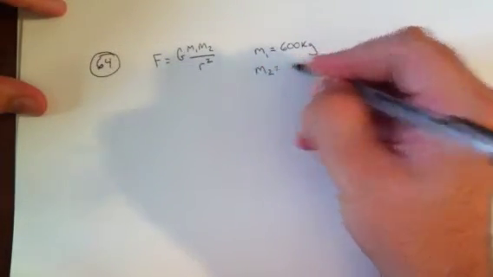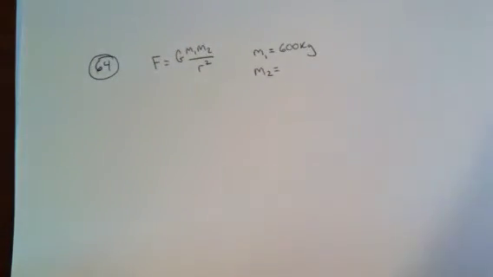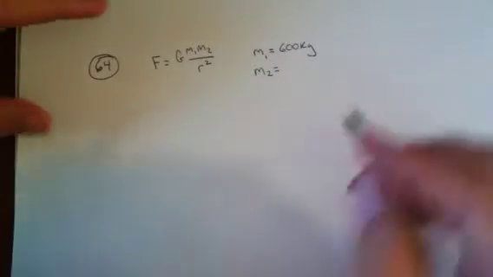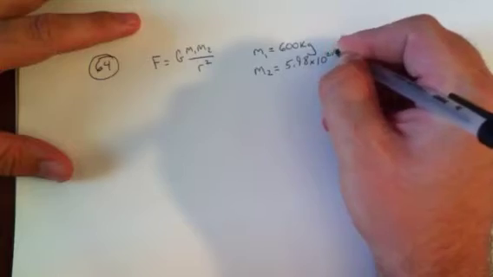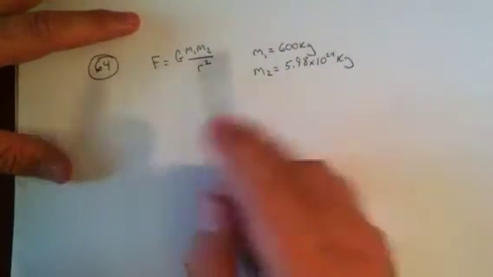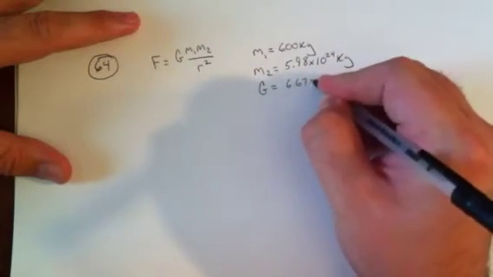The second mass is the mass of Earth, which you can get either in the back of the book or on page 84. On the very bottom of page 84, you'll see the mass of Earth, and it ends up being 5.98 times 10 to the 24th kilograms. Okay? And then we know G, right? G is always the same value, it's just a constant.